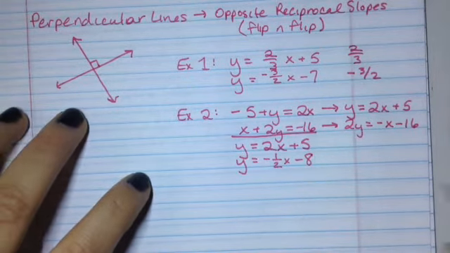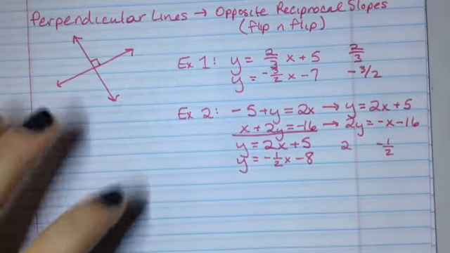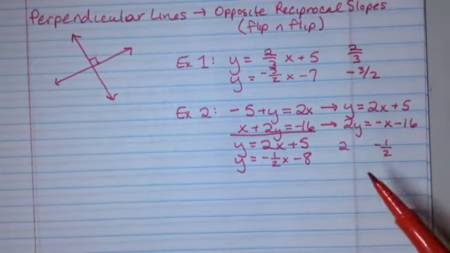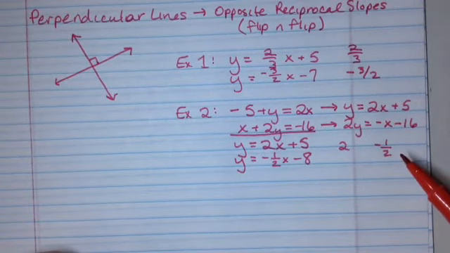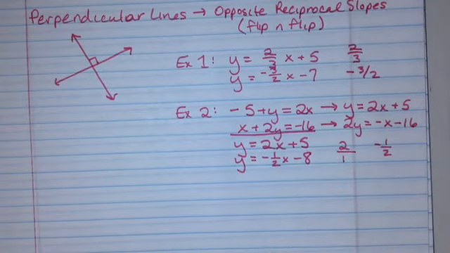This time my slopes are 2 and negative 1/2. Now we can tell that these are opposite because obviously this one's positive and this one's negative, but why are these reciprocals? Well, we need to remember that 2 can actually be written as 2 over 1. So we are still flipping the fraction.